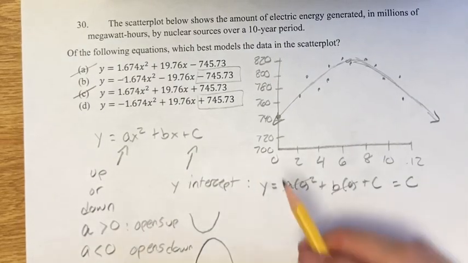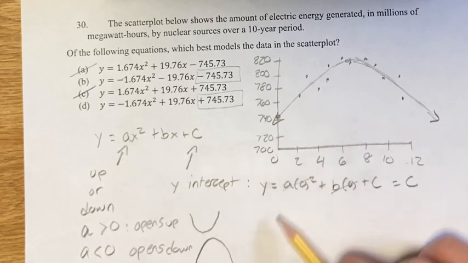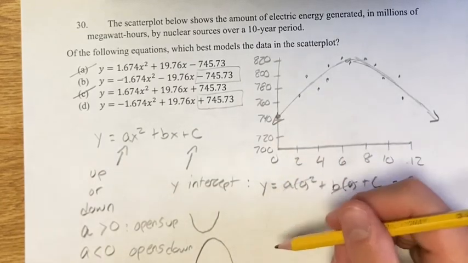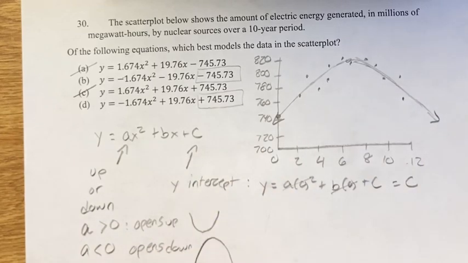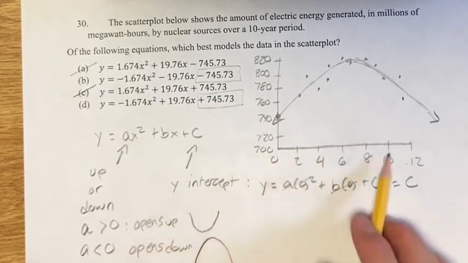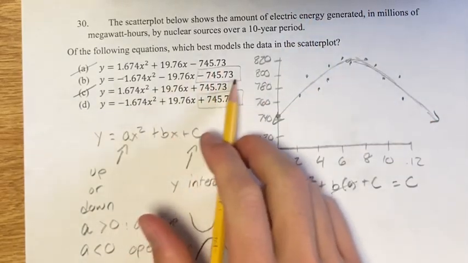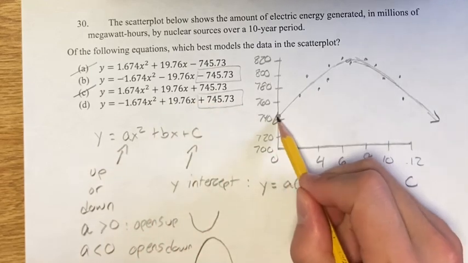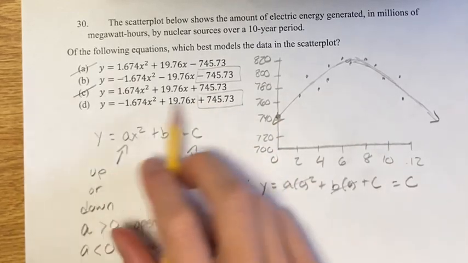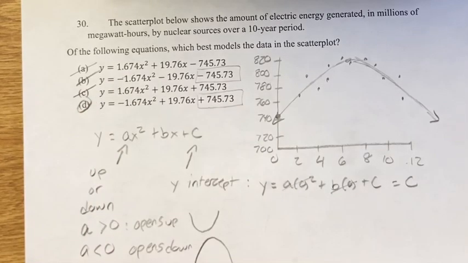If we were expecting it to be negative, then this curve would go all the way down here, way down, and it would cross somewhere below the x-axis, which in this case is not even this line because this is starting at 700, so 0 is way off the page, way down there. The y-intercept is definitely not negative 745, it's positive 745 because it's right about there. So positive 745, negative 1.674, D is going to be your final answer.